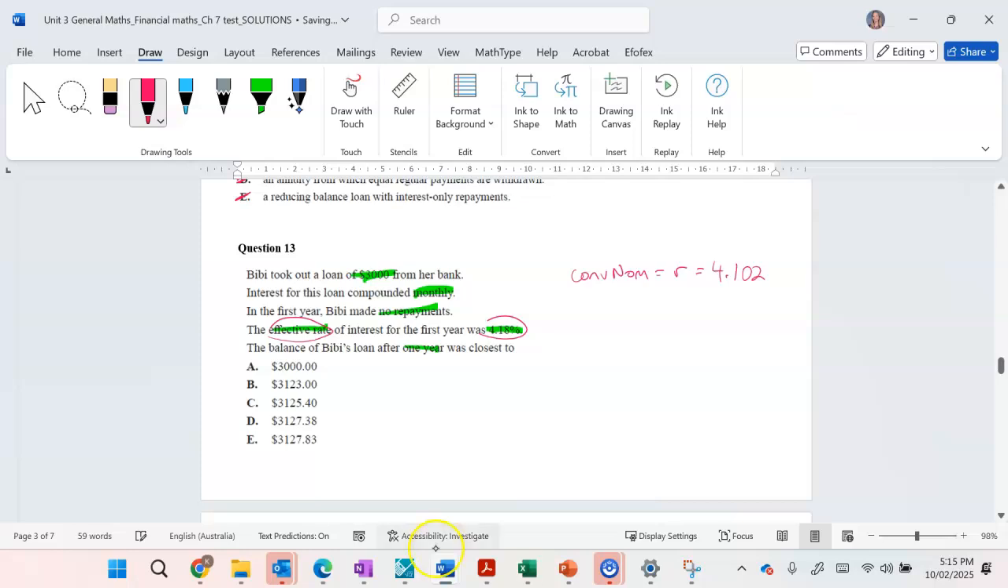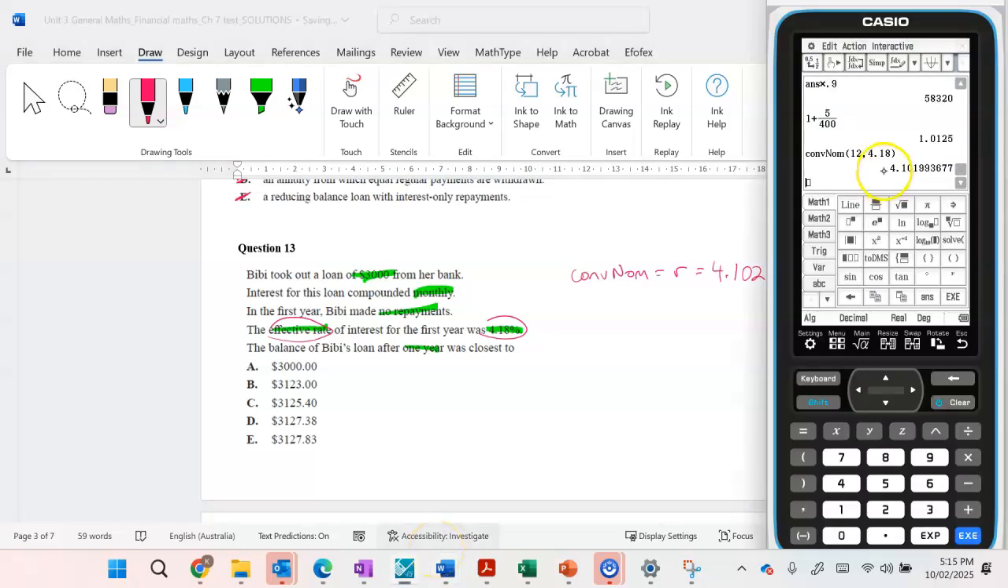Now, see how I've rounded there? Whenever I need to use this, I'm going to highlight that whole thing. It's best not to do any rounding on your calculator. Just highlight and drag. All right, so we've got $3,000.